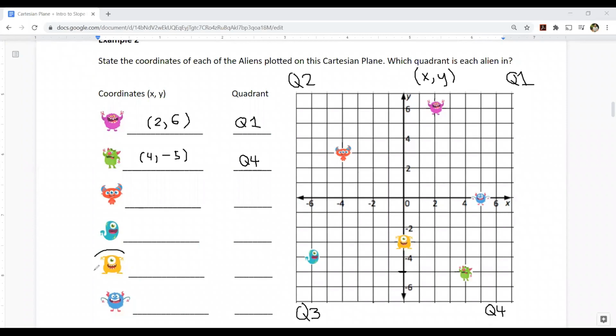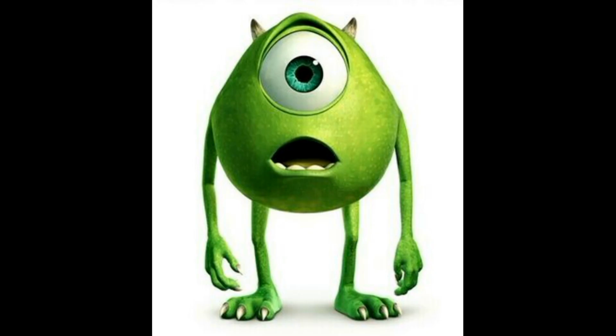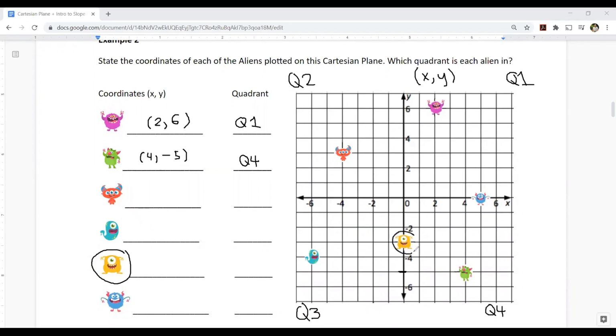And this time, I'm going to pick the yellow one because he kind of looks like Mike Wazowski from Monsters, Inc. Hopefully you guys are familiar with that movie.